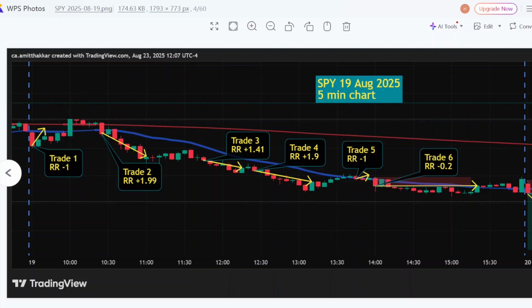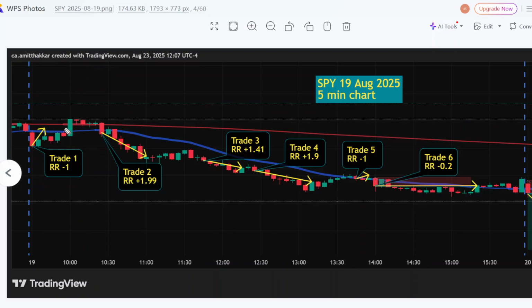So we will take the first trade at the close of the first 5-minute candle, with the stop loss being the high of the same candle. High is equal to stop loss, and we enter here, but unfortunately the market goes up and takes our stop loss. So we lose on the first trade, we lose one risk unit. This is the first trade.